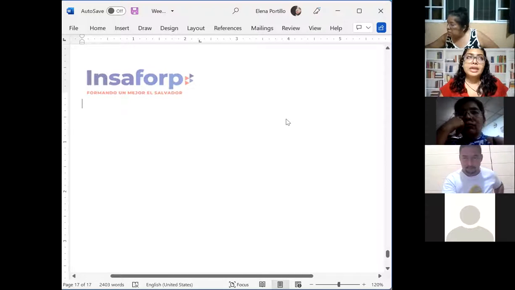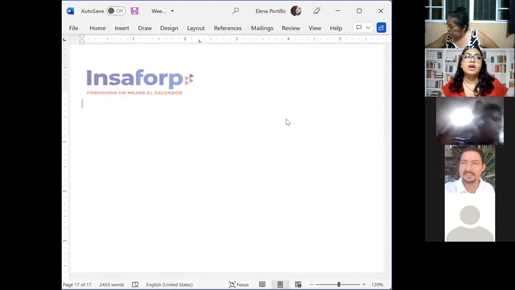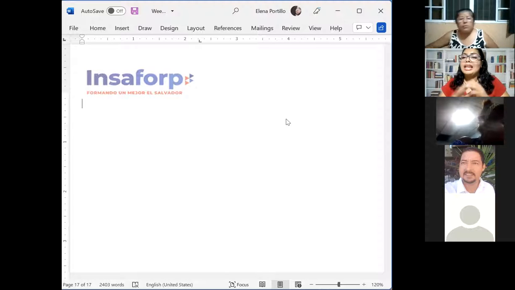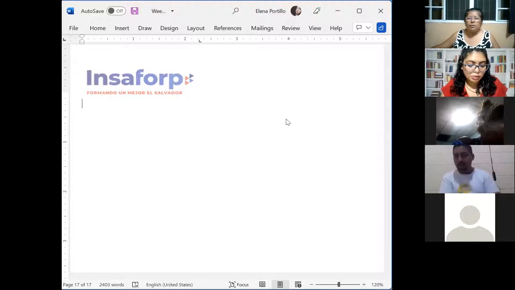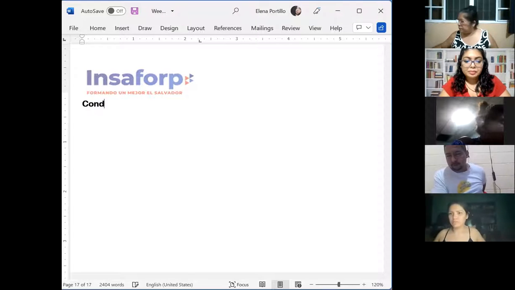It can be some kind of confusing. That's the word. It can be confusing, but we are going to try to explain with a lot of information and a lot of examples that make it a little bit easier. So we are going to begin with this topic that is conditional sentences.